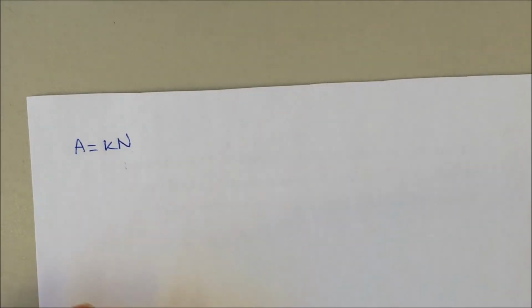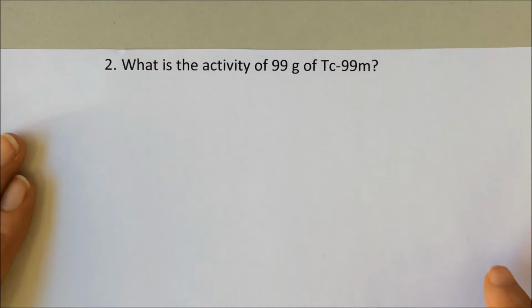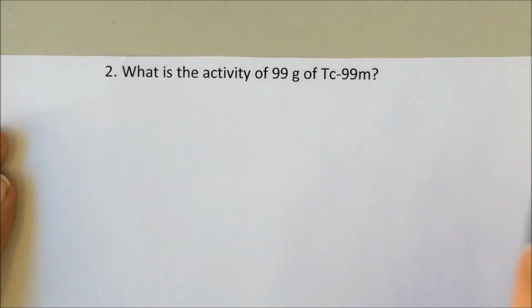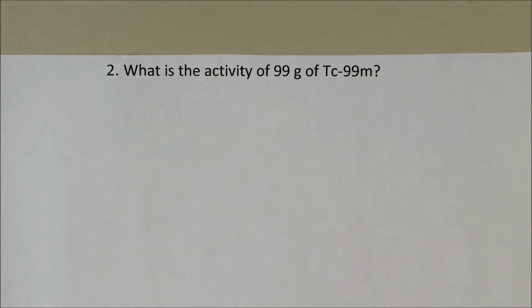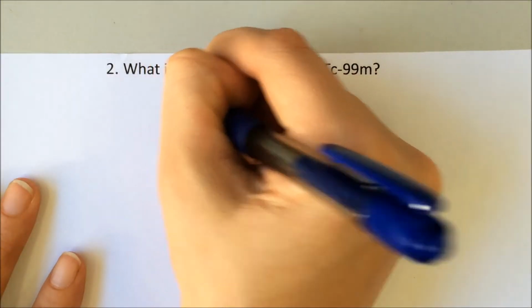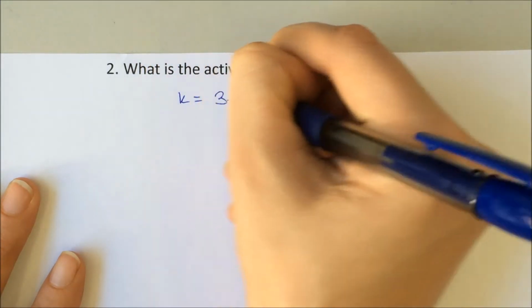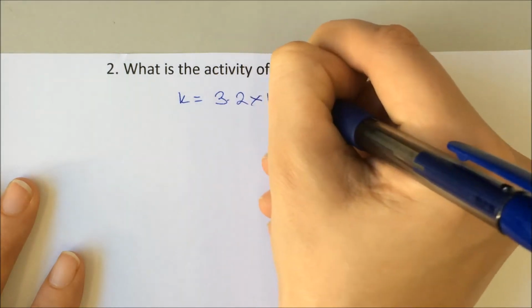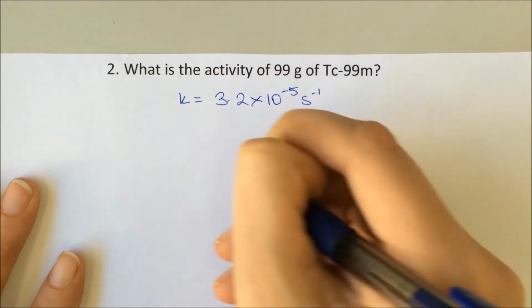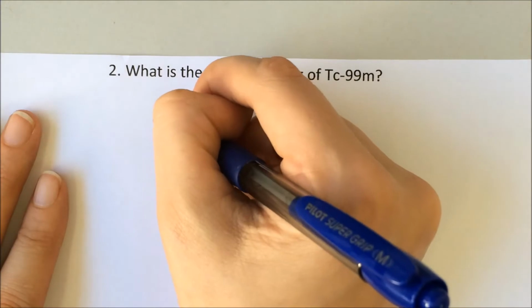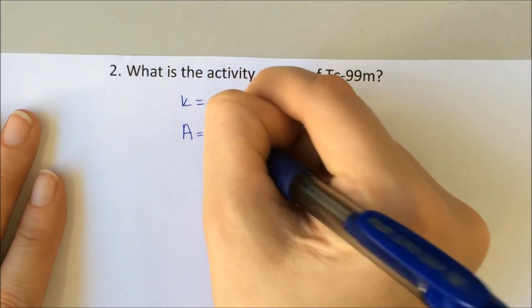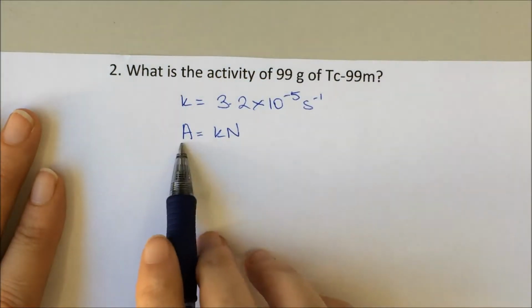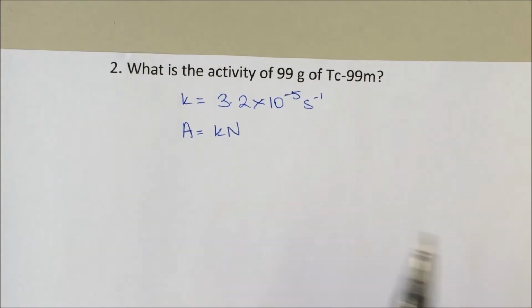We can now have a look at question 2, which asks us to calculate the activity of 99 grams of technetium-99. So we know that the decay constant is the same as in the previous question. So let's just copy that across. And now we're using this equation here, A equals KN. So in order to work out A, we need to work out our value of N.